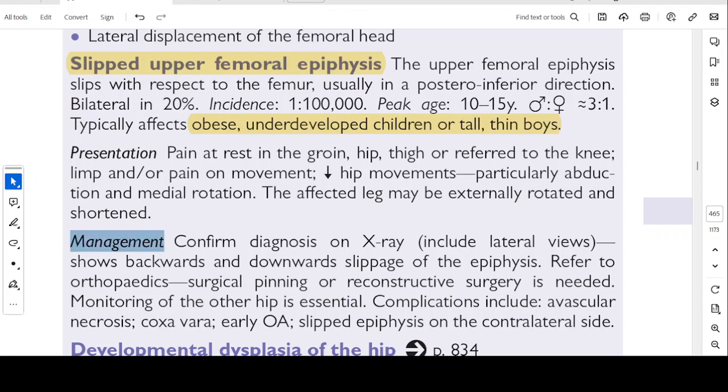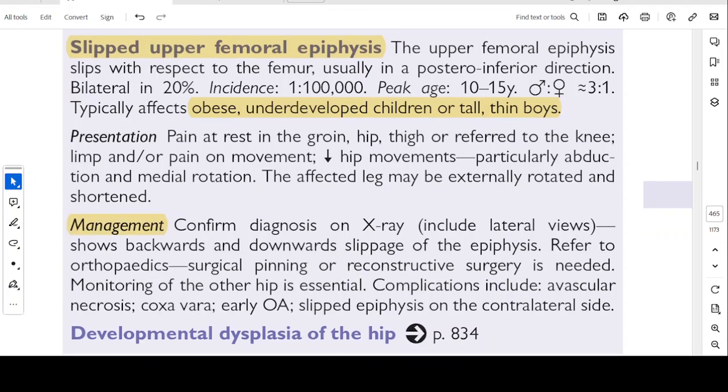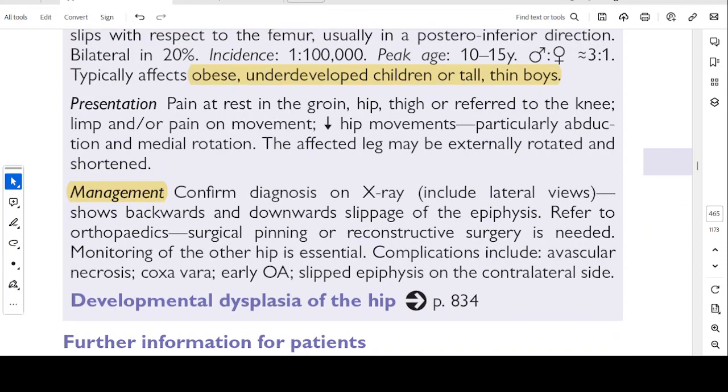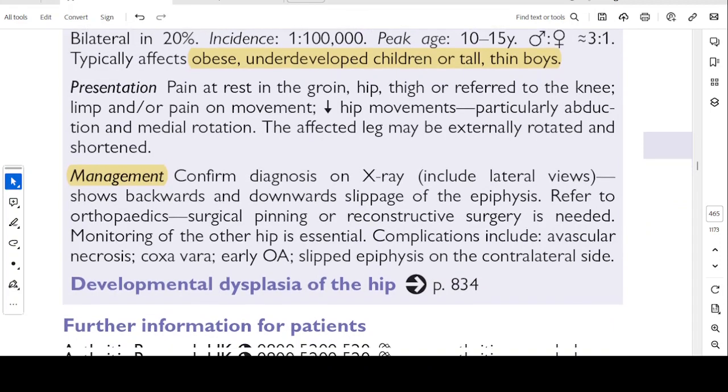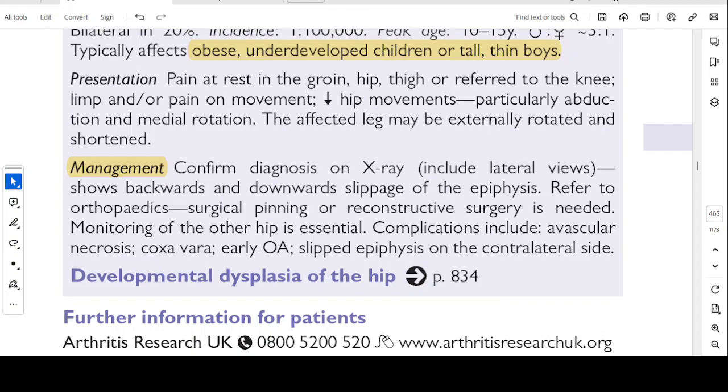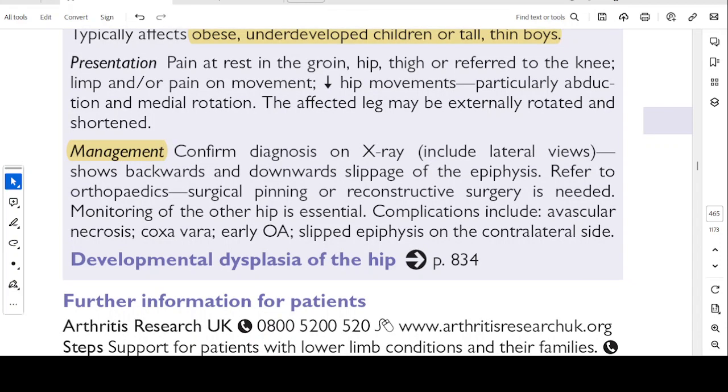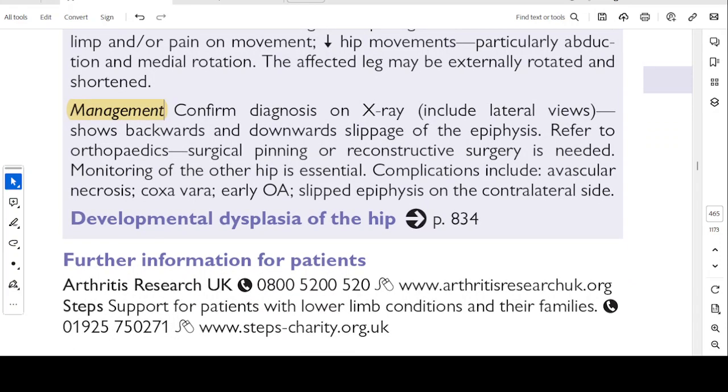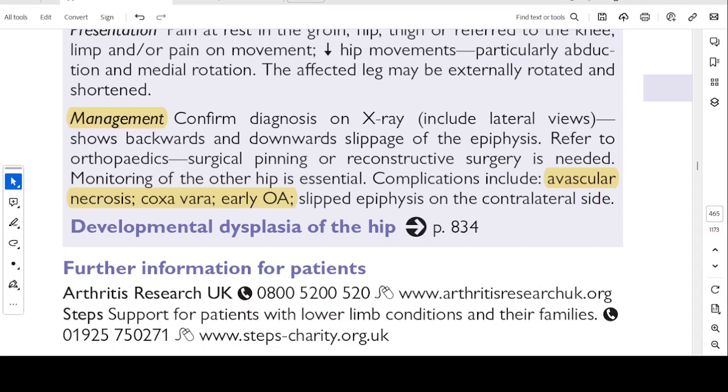Management. Confirm with an X-ray including lateral view, which shows backward and downward slippage of the epiphysis. Refer to the orthopedic surgeon; surgical pinning or reconstructive surgery is needed. Monitoring of the other hip is essential. Complications include avascular necrosis, coxa vara, early osteoarthritis, slipped epiphysis on the contralateral side. Developmental dysplasia of the hip, page 834. You will read it later.